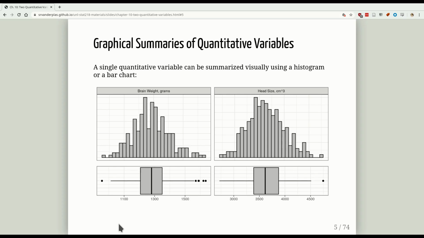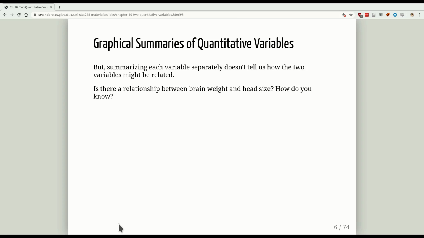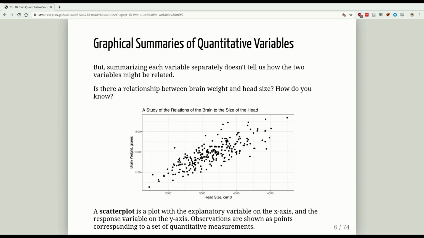The point here is that univariate, so that's one variable, summaries of bivariate, two variable data don't actually tell us anything about the relationship between the variables. To look at that relationship, we have to use a different type of plot. Alright, so for each individual data point, we plot the head size on the x-axis, the brain weight on the y-axis, and then just put a point representing the corresponding values for each individual observation. That gives us what is called a scatter plot.